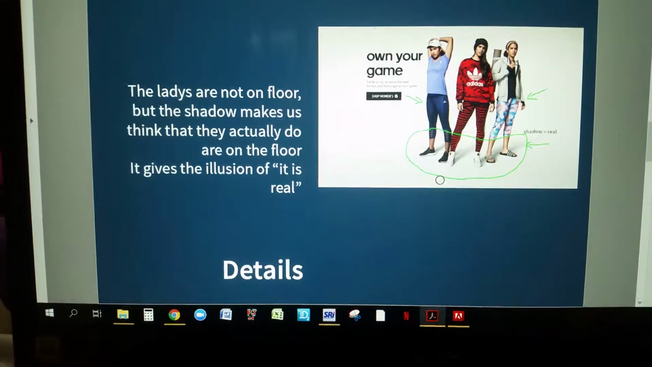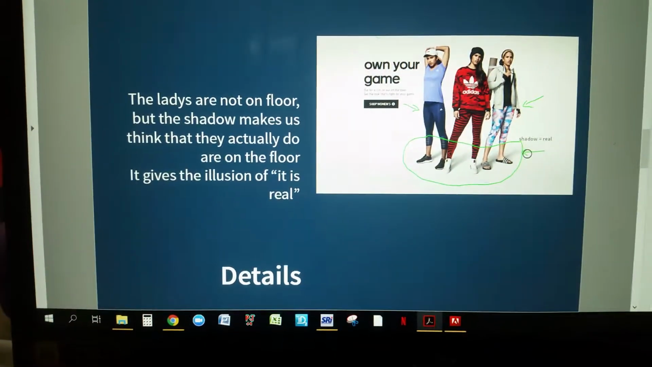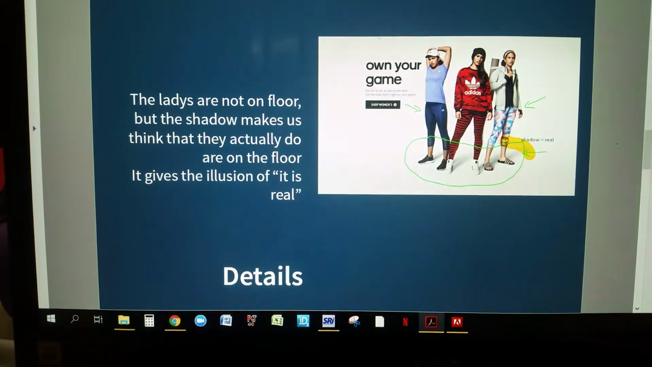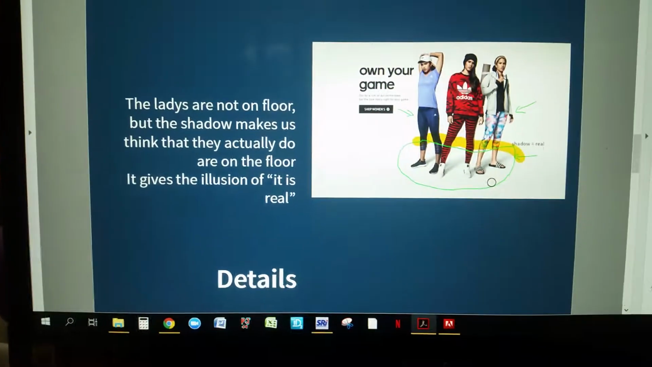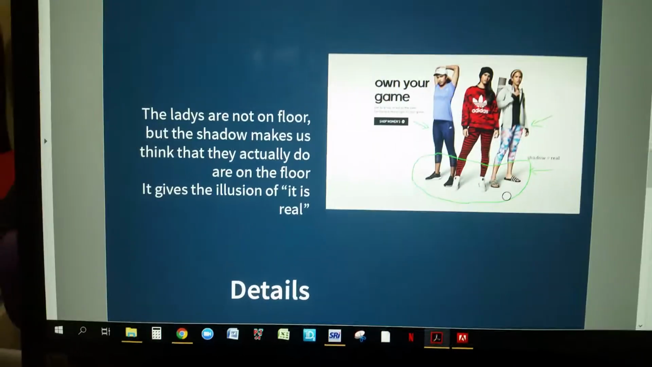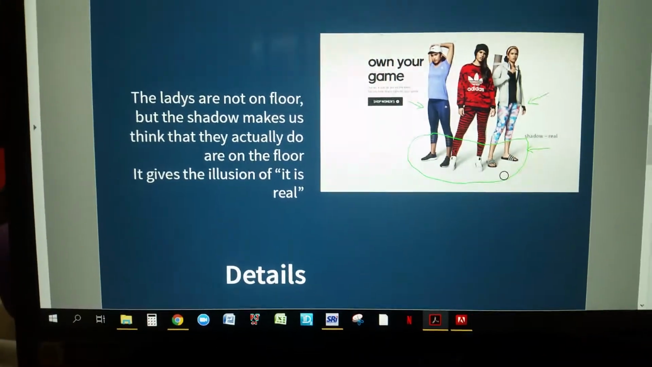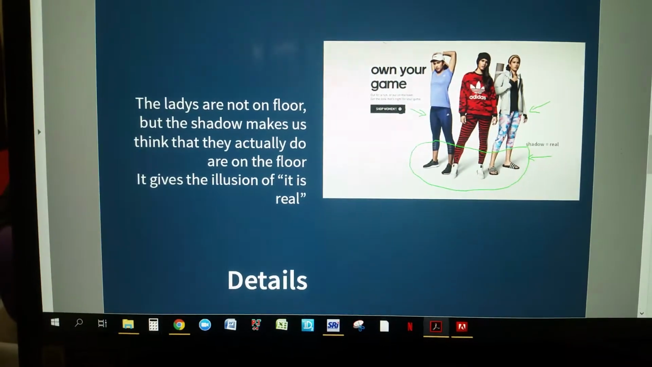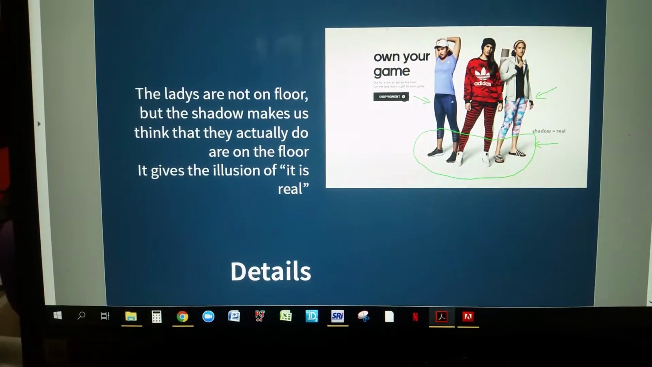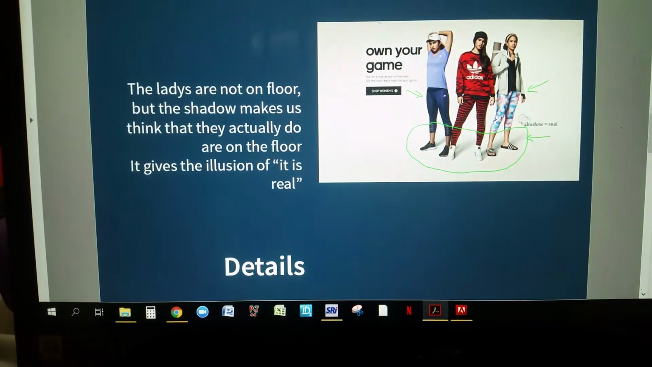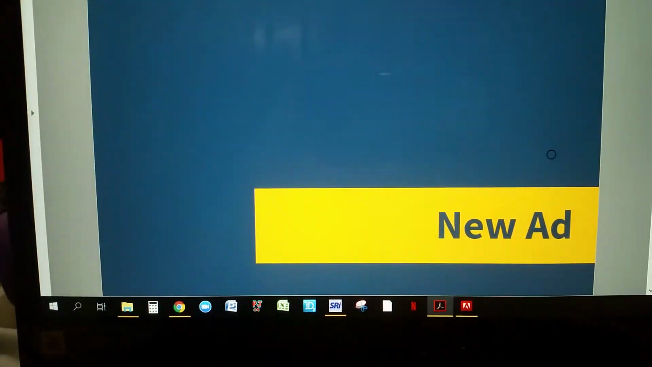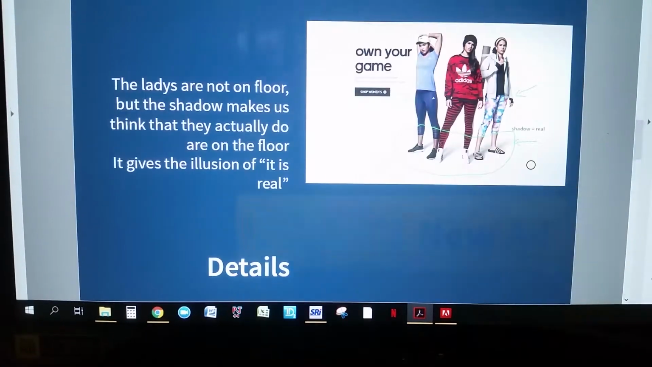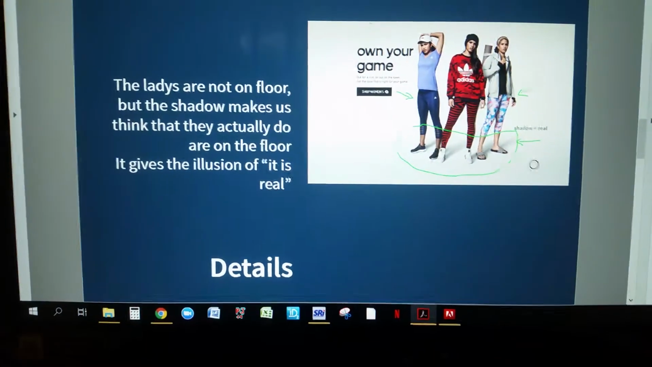If you look closely, the girls have some shadows right under their feet. That makes you think that they're on the floor, even though it's just some gradient background, so it gives you the illusion that it's almost real.